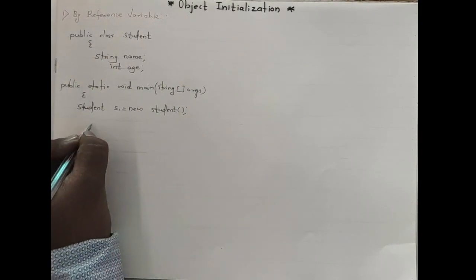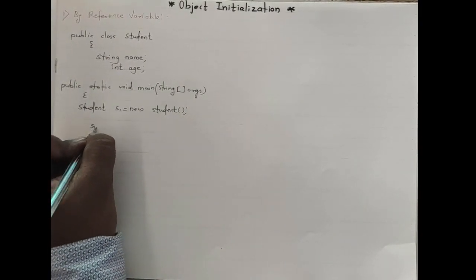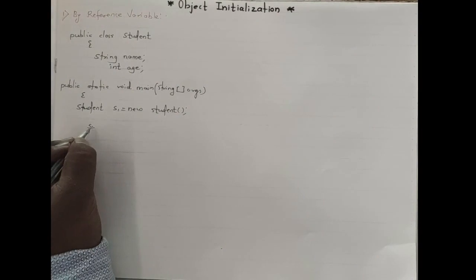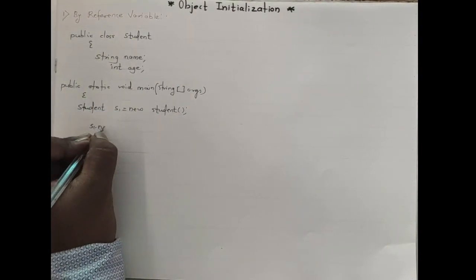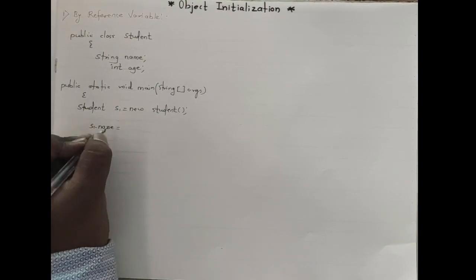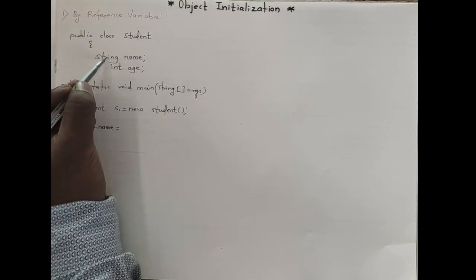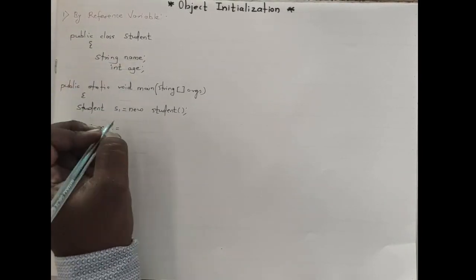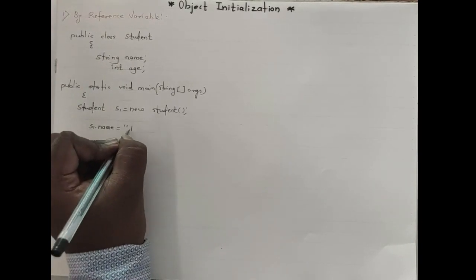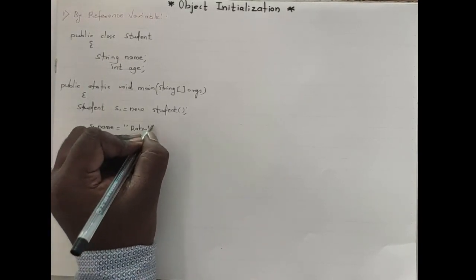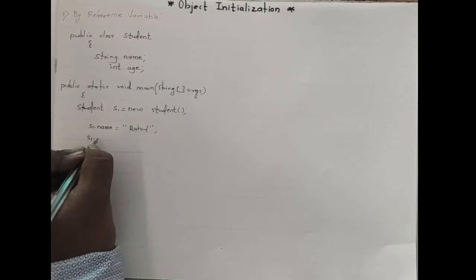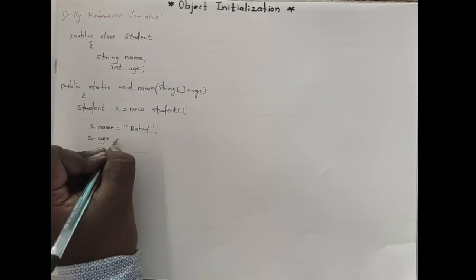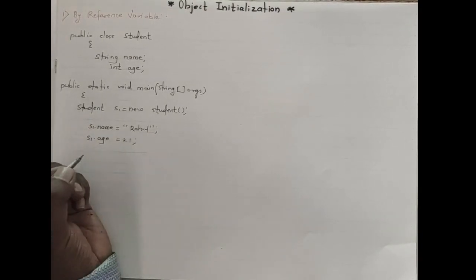In the next line write s1 dot, what is the first one? Name. s1 dot name is equal to, name is a string. We know how to write a string in double quotes, using Rahul in double quotes, semicolon. Then second, s1 dot age, that is 21.